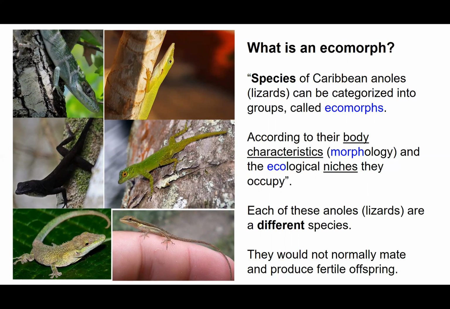Now, each of these anoles or lizards are different species, okay, so they've gotten to the point where they're so different that they won't commingle. They won't be having offspring together. They're going to stick in just one little area, and they're just going to ignore the other. Okay, so they would not normally mate and produce fertile offspring with each other. Okay, they're going to stay in their little areas.